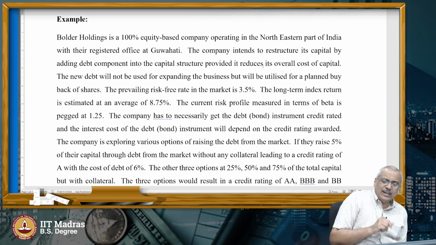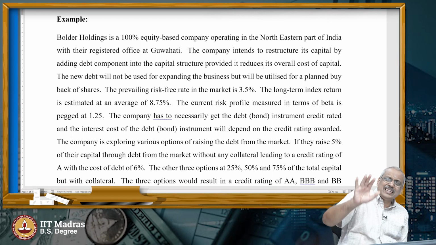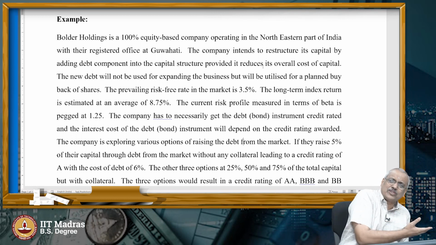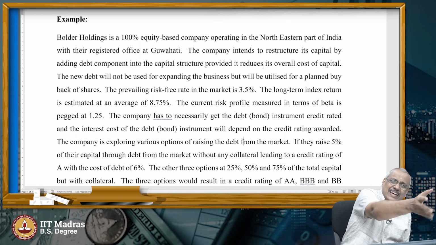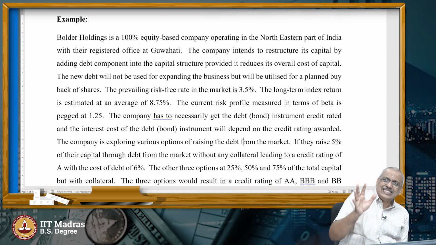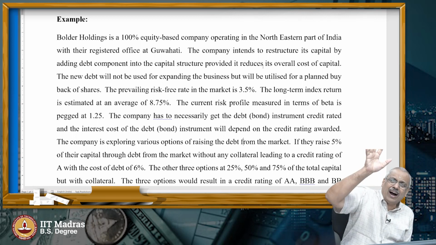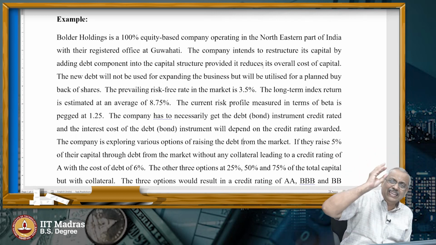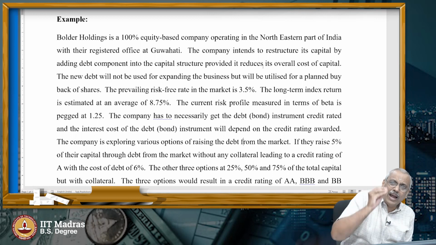Now, the new debt will not be used for expanding the business, but will be utilized for a planned buyback of shares. That means what? Very simple. Their net income or their revenues is not going to substantially increase, or they are not adding a facility. It is either going to remain the same or it is going to have the same growth factor as it had earlier. So, what happens? This money is not used for expanding the facility. This money is used only for buyback of the shares out there, that is all.